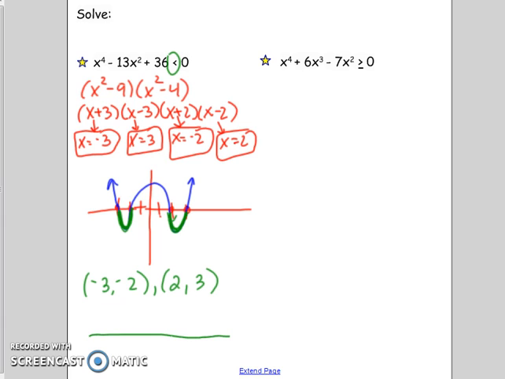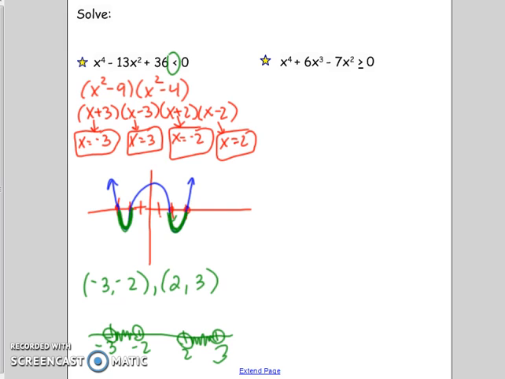And if we put this on a number line, we have negative 3, negative 2, 2, and 3. And they're going to be open circles at negative 3 and negative 2. And then also open circles at 2 and 3. And it's what's in between those.